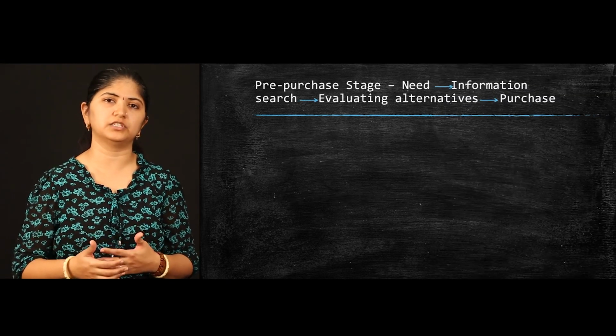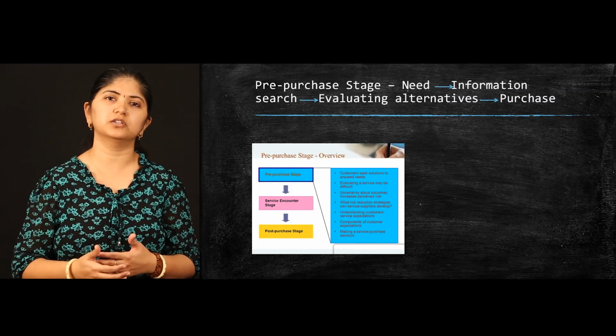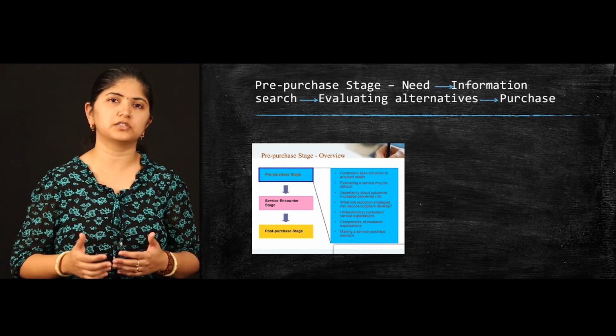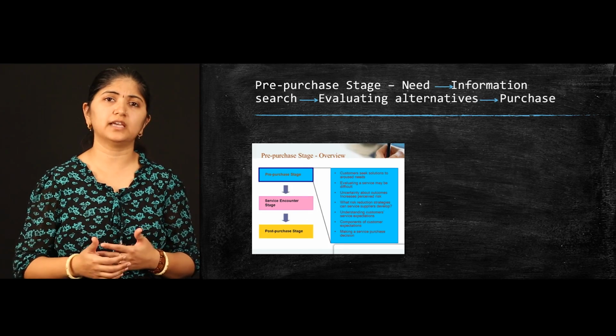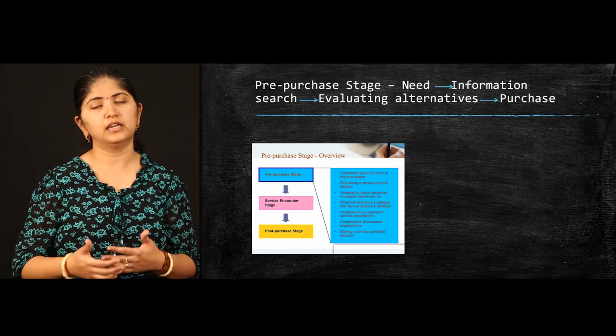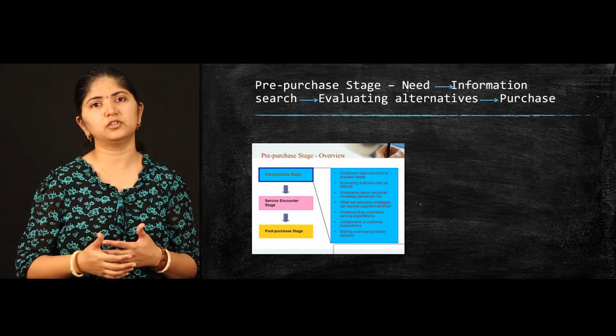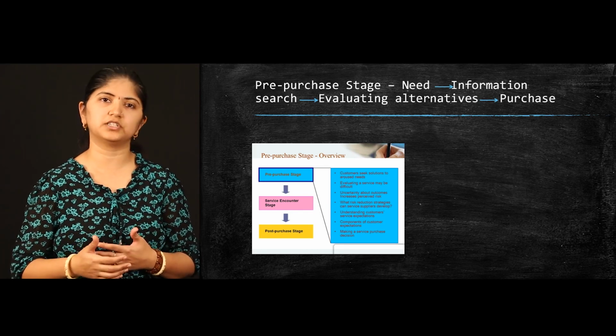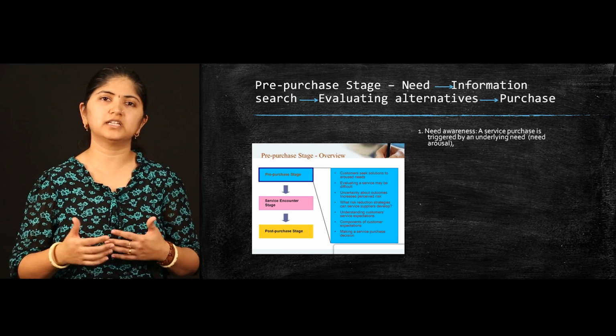First is the pre-purchase stage. Before consuming a service, a customer makes a lot of decisions. The steps go like this: first the need arousal comes, then he seeks information, then he looks at the evaluation of the alternatives, then he decides to purchase. Well, need. Where does it come from?